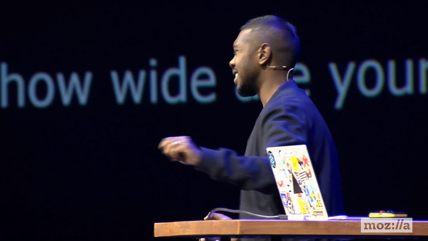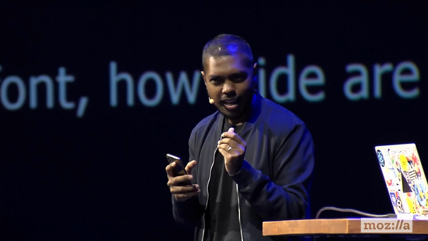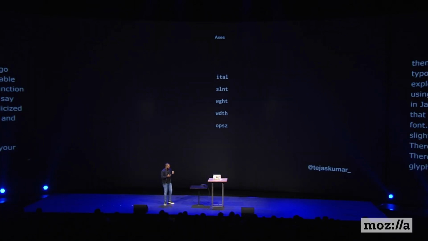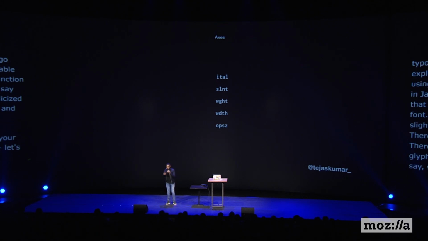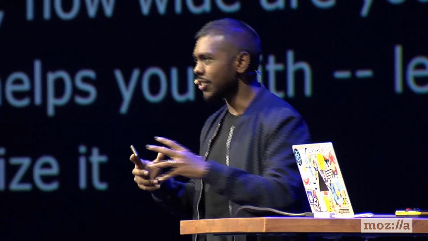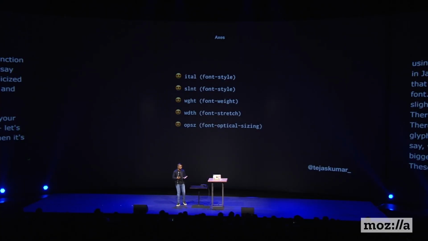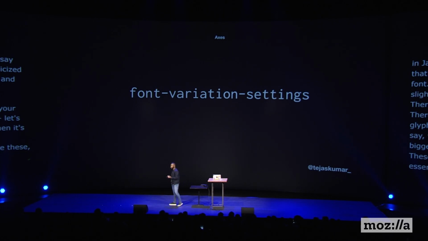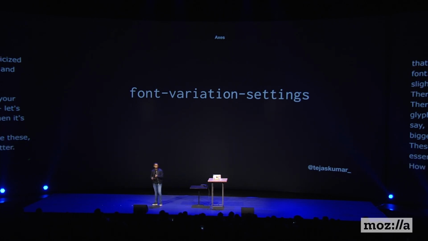And this optical size I love because it helps you with, let's say, when your text is smaller, it will emphasize them a bit more. They get thicker strokes, nicer, wider serifs. And when it's bigger, they get more gentle strokes. So it's a really beautiful optimization. These have equivalents in CSS rules that can help you think about them a little bit better. But how you use and customize variable fonts is through this CSS property, font-variation-settings.